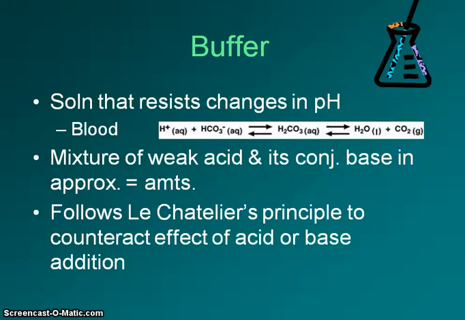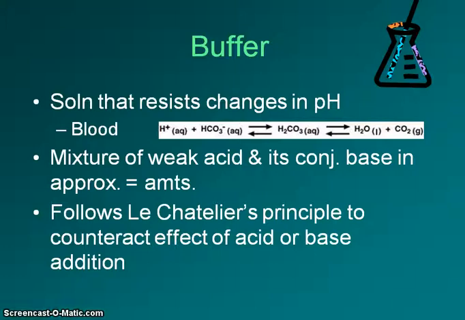The last thing we're going to mention here is a buffer. A buffer is a solution that is going to resist changes in pH. Like in our blood, the liquid portion of our blood needs to stay between 7.35 and 7.45 pH. So it's a very limited range. A buffer is composed of a weak acid, in our blood it's carbonic acid, H2CO3, and its conjugate base in approximately equal amounts.